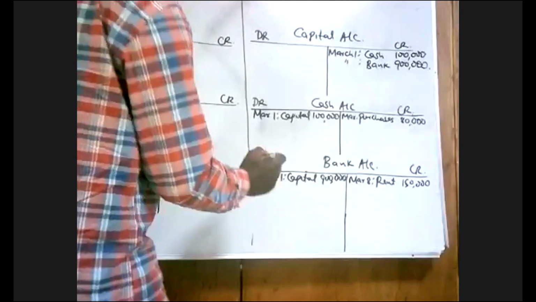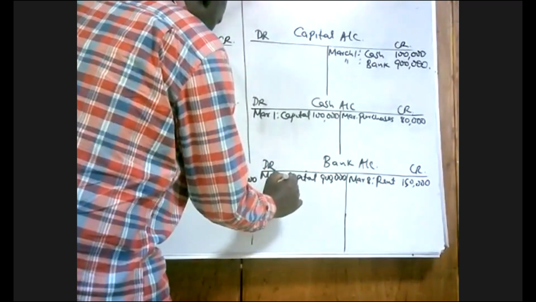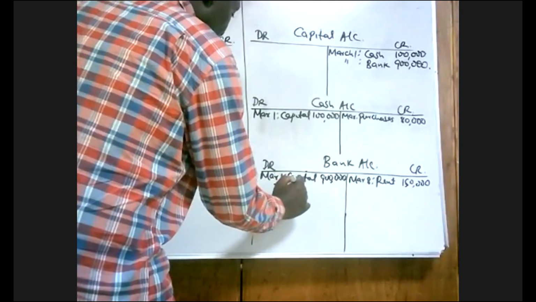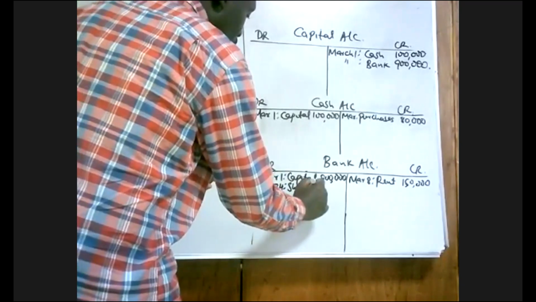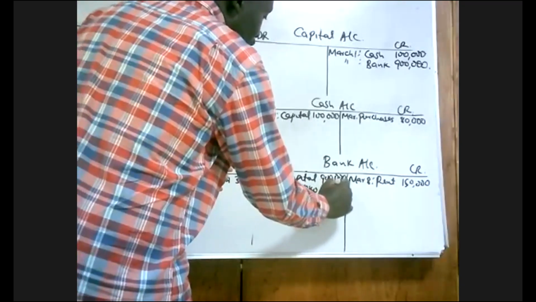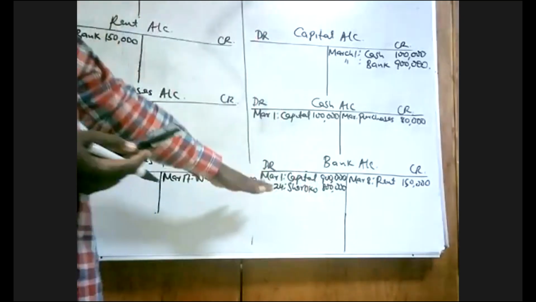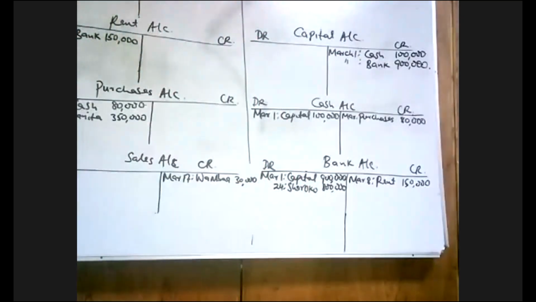I will come here now and say on 24th, I received the money from Sharoko, 800,000. So I debit it there. I receive in the bank. At the same time, I've created a liability, I credit.